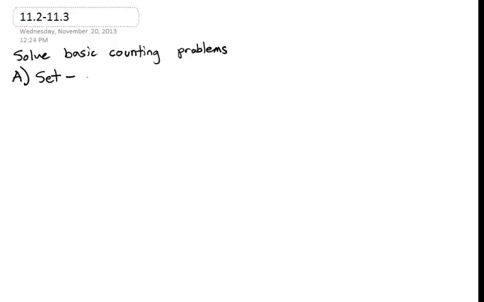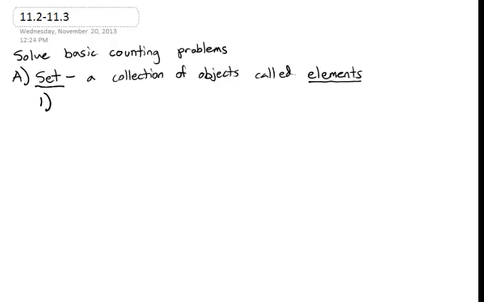A set is a collection of objects called elements. And I'm going to underline set. That's a vocabulary word we're going to be using, and underline elements. That's another vocabulary word I'm going to be using. A little bit of vocabulary around these sets and how to talk about it.